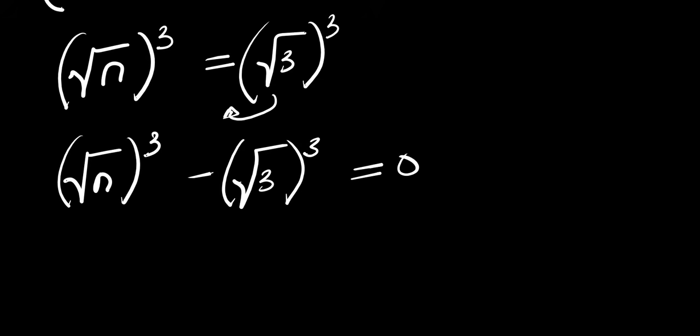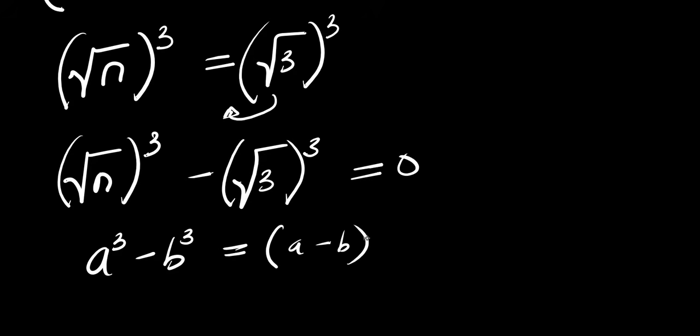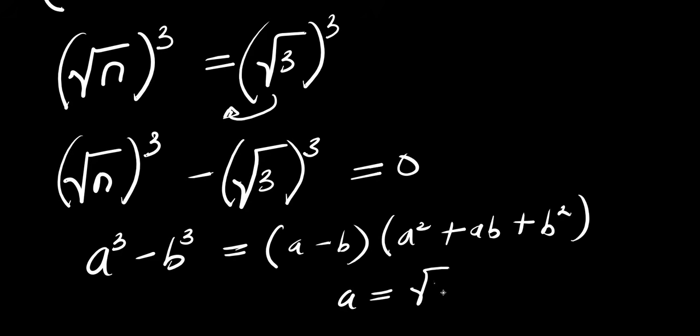So if you have a power 3 minus b power 3, this equals a minus b times a squared plus ab plus b squared. And in this case, my a is square root of n and my b is square root of 3.